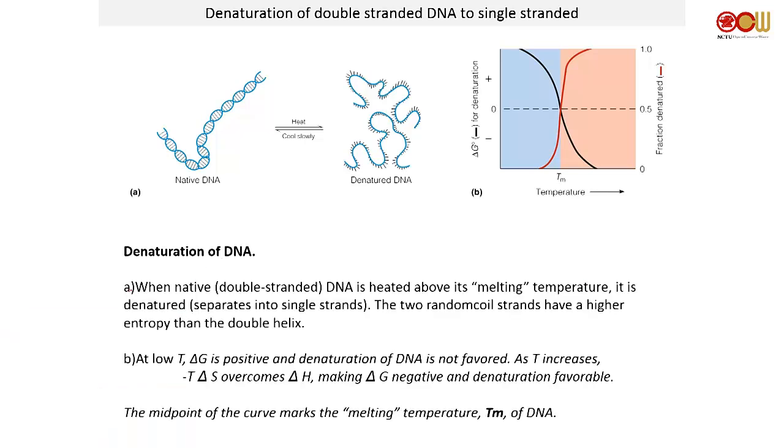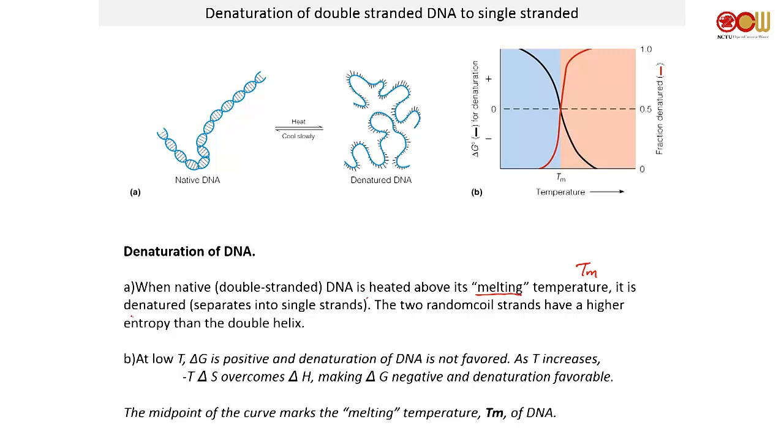Denaturation of DNA. Number one, when the native DNA is heated above a specific temperature, which we call the melting temperature, Tm, it is denatured, so it separates into single strands. The two random coil strands have higher entropy than the double helix. Remember, delta G is equal to delta H minus T delta S. So if you increase the temperature, then the delta S term dominates, right?